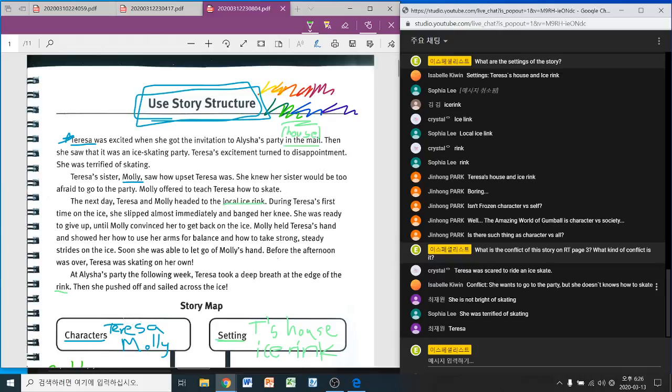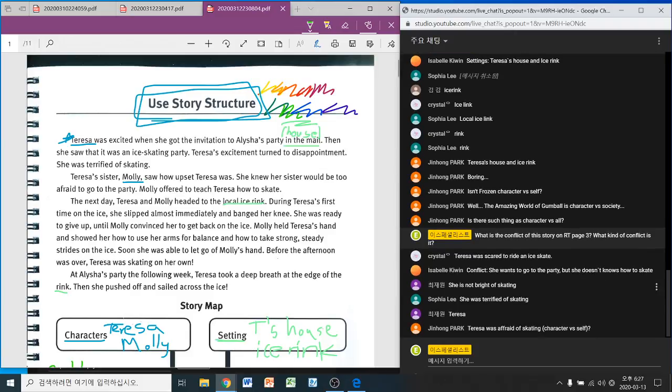I think, Isabel, you did a really good job putting this together. The problem is not just that she's scared of ice skating, because that's not a problem by itself. If you don't want to go ice skating and you're scared of it, that's not a problem. I'm scared of ice skating, but I don't want to go, so that's not a problem in my life. The problem here altogether is that Teresa wants to go to the party, but she doesn't know how to skate. So this is a good example of a full conflict.